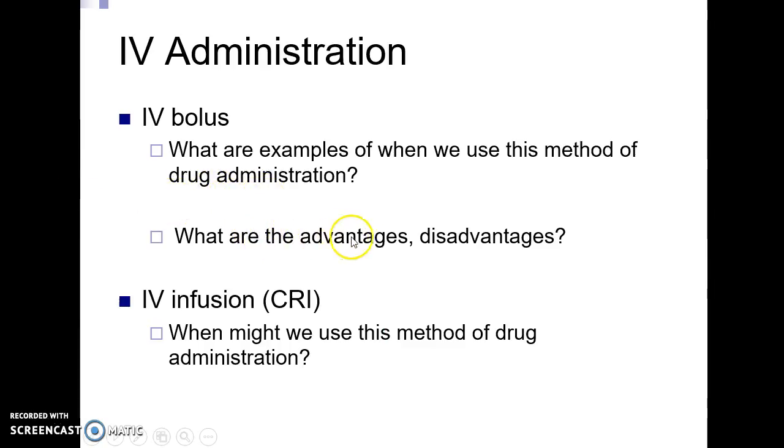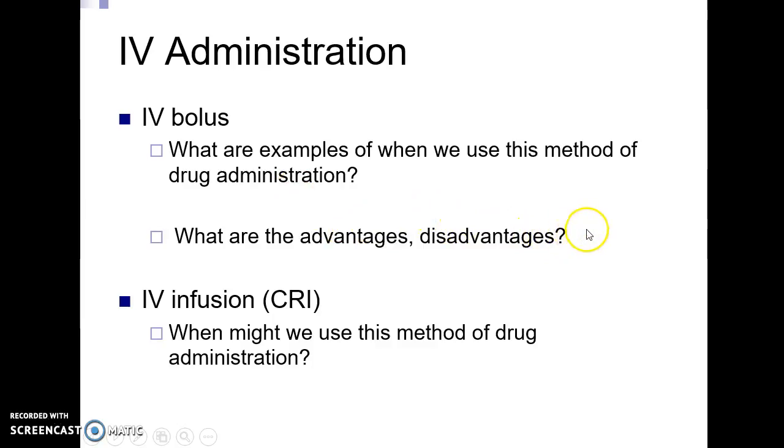So the advantages are it gets in there very fast. We're right into the bloodstream, right? We don't have to mess around with anything else. But the disadvantages are we can get into toxic levels, right? We can get there very quickly. So we need to be careful in giving things as a bolus IV. There's just certain situations when we do it.